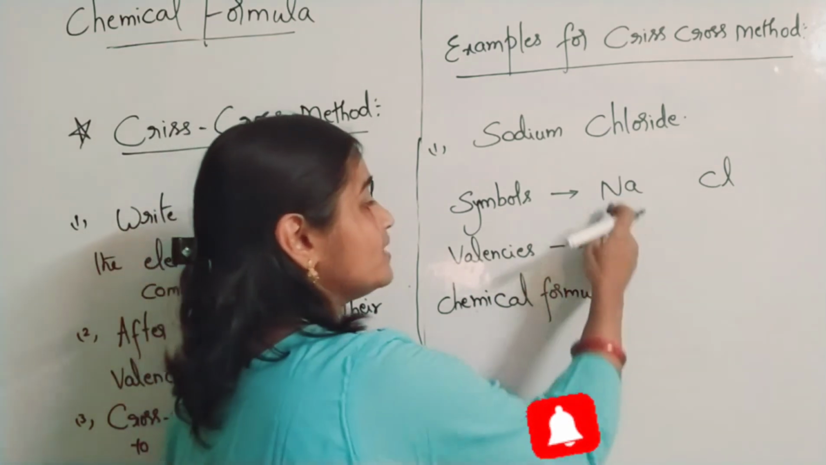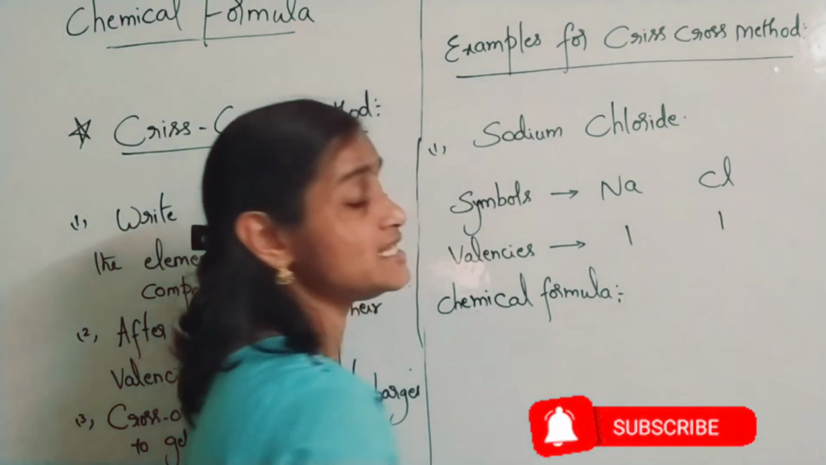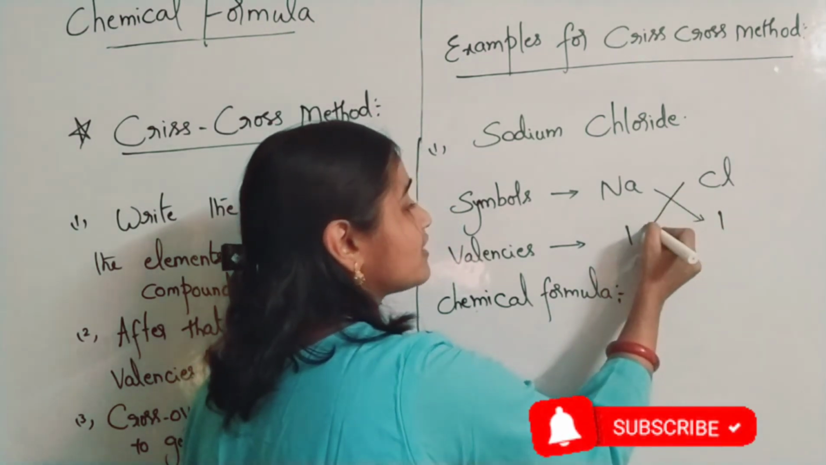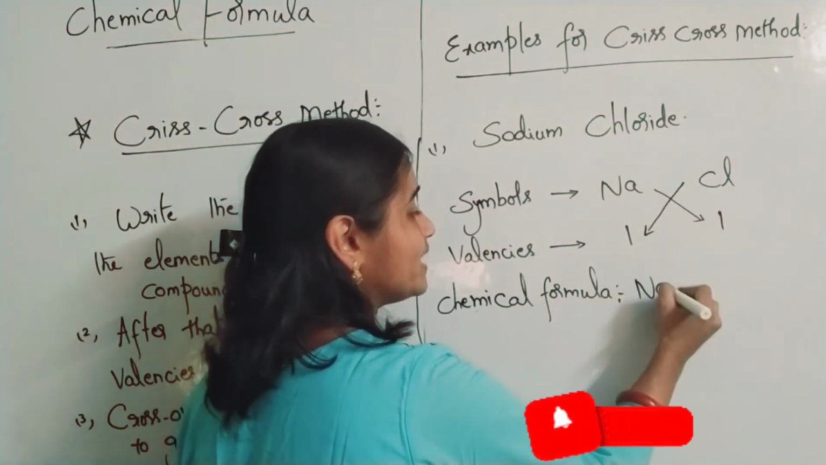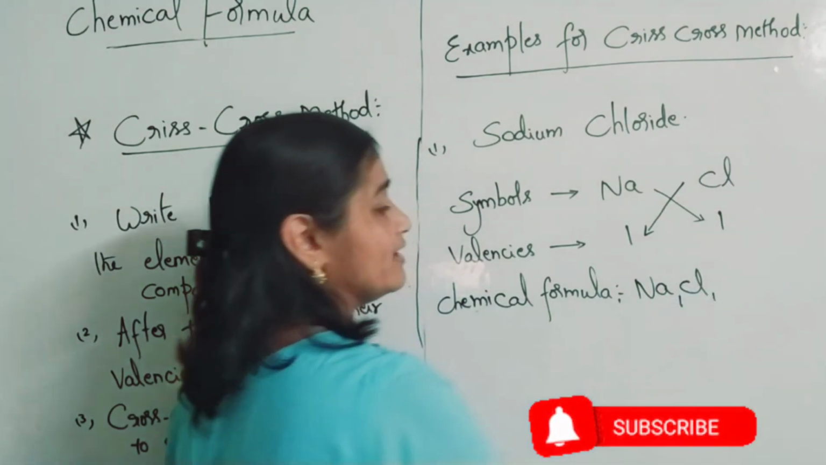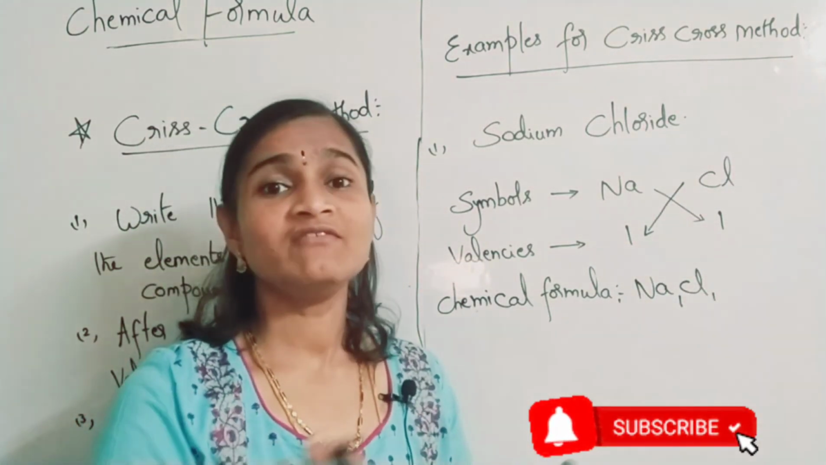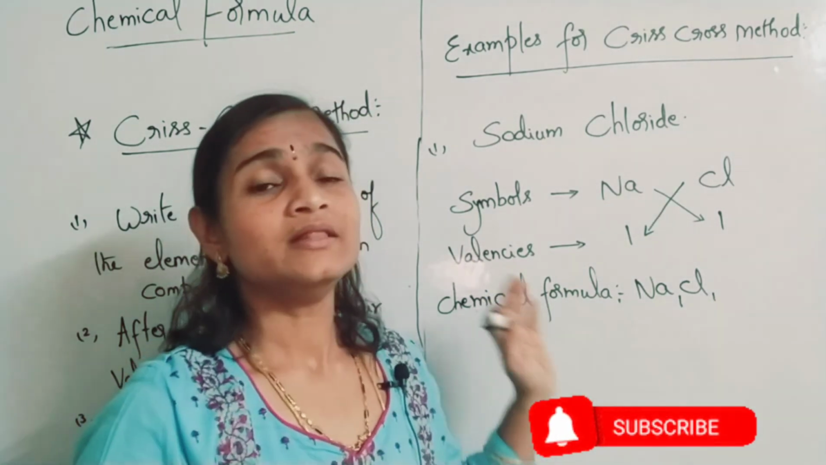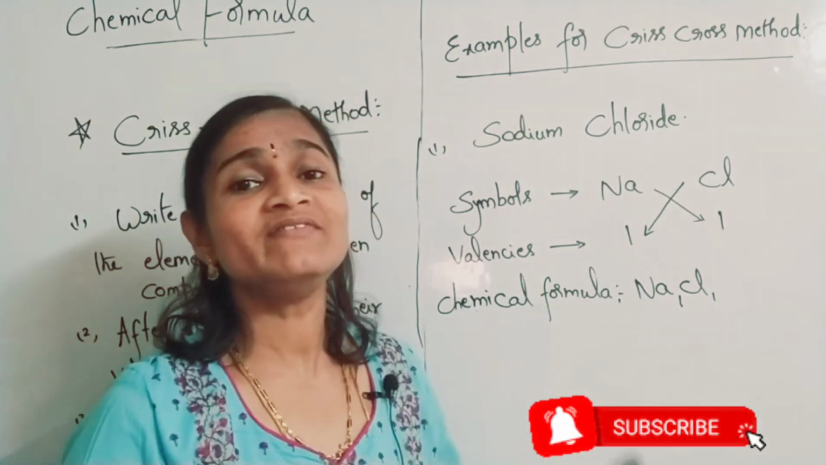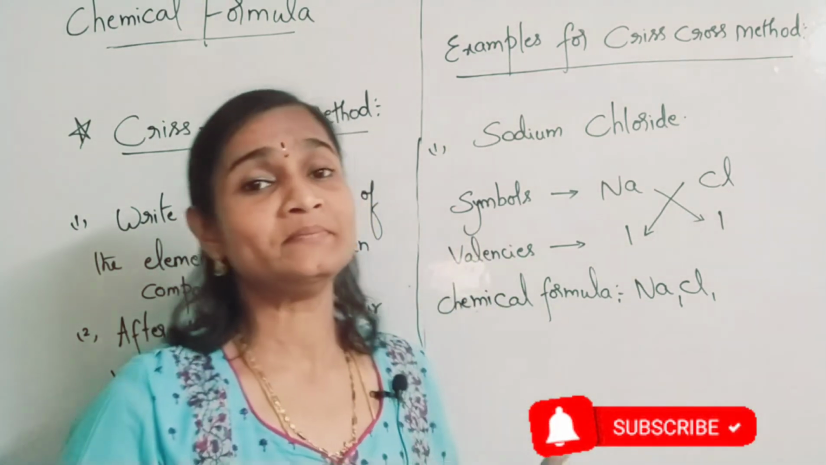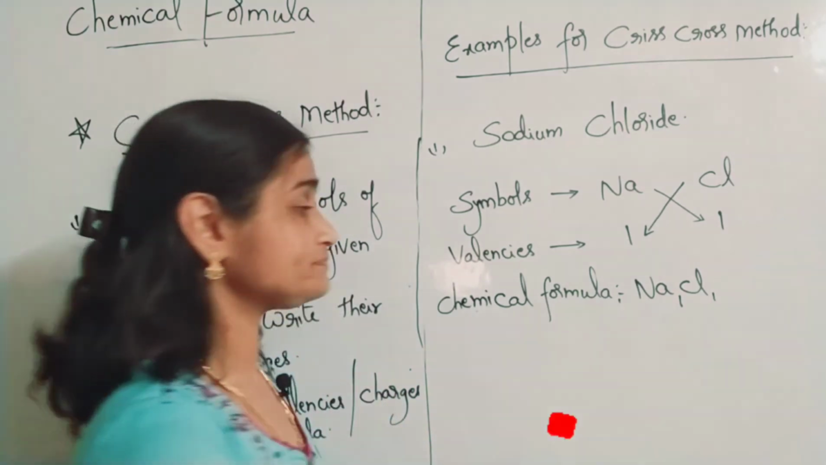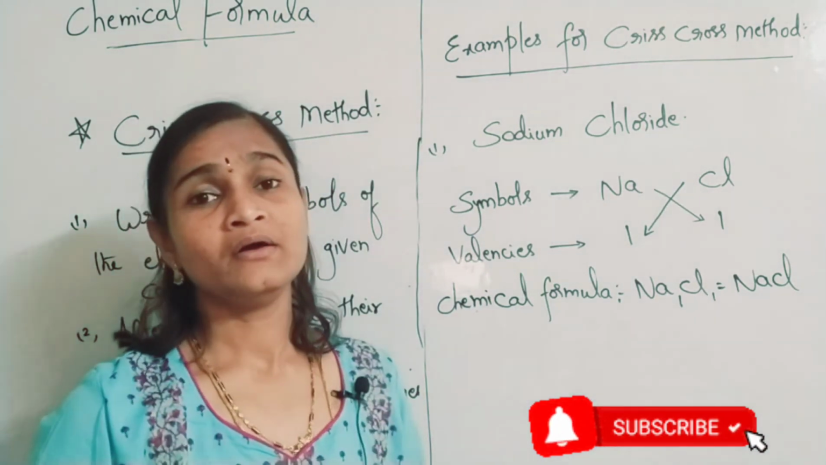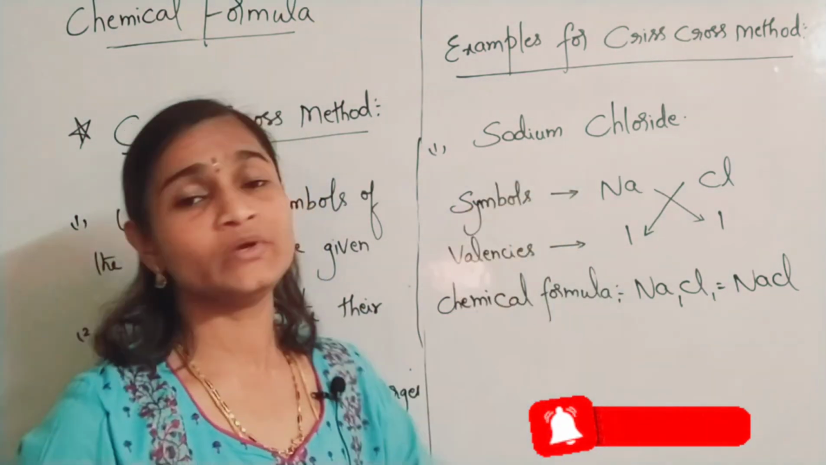So sodium valency is 1, chlorine valency is also 1. After writing the valencies, cross over. Then the chemical formula becomes Na1 Cl1. If both are 1, wherever you get 1, you will not mention that 1, because the symbol itself indicates that it consists of one atom of that particular kind. So NaCl is the formula of the compound sodium chloride.